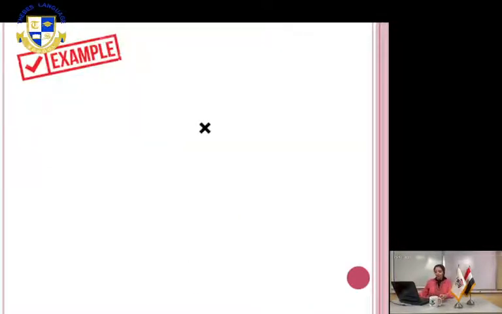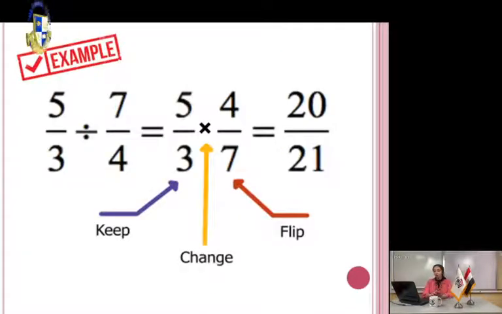We have here another example. 5 over 3 divided by 7 over 4. Keep, switch, flip. 5 over 3 will be 5 over 3. Divided will be multiply. 7 over 4 will be 4 over 7. Then, as we have studied before, multiply top numbers, which are numerators, and multiply bottom numbers, which are denominators. 5 times 4 equals 20. 3 times 7 equals 21. Then the final answer is 20 over 21.